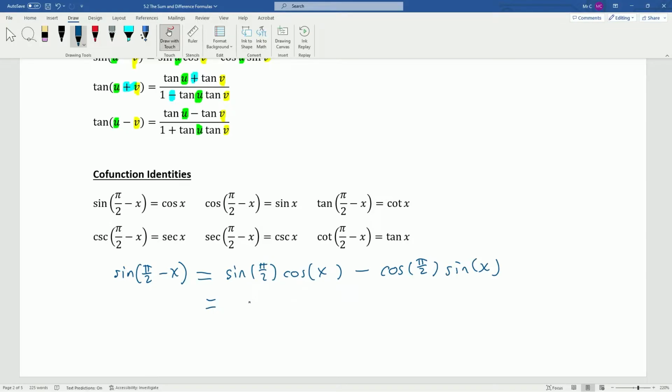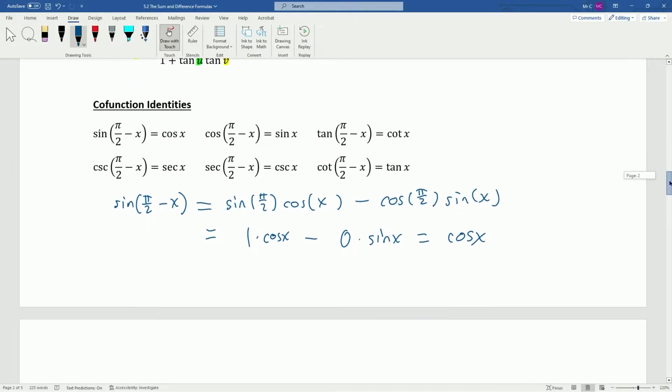Sine of pi over 2 is 1. Cosine of x minus 0 times sine of x. That's cosine of x. And you can easily plug all of these identities into those formulas and derive the rest of them.